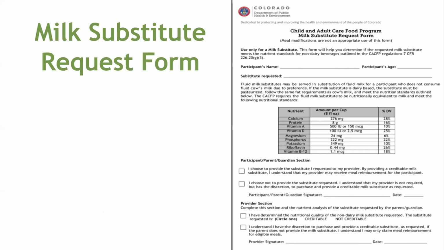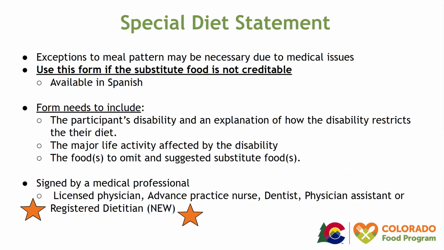All right, so jumping into the special diet statement, Natalie, if you can go to the next slide, thank you. So Ari just put this one in the chat as well. Basically, special diet statements are used if an exception to the meal pattern may be necessary for medical issues. You would use this form basically if the substitute is not creditable within our meal pattern.